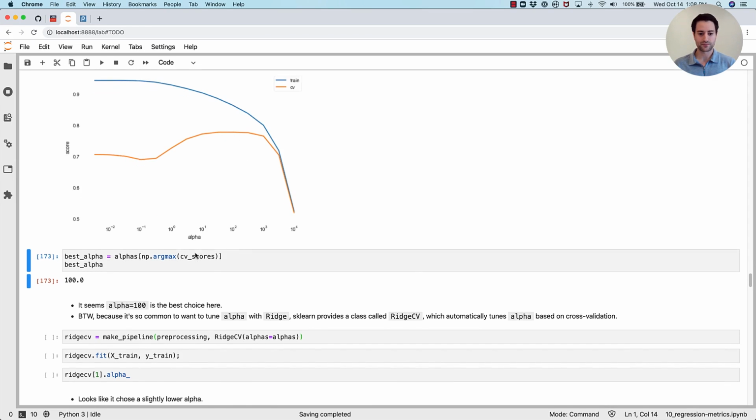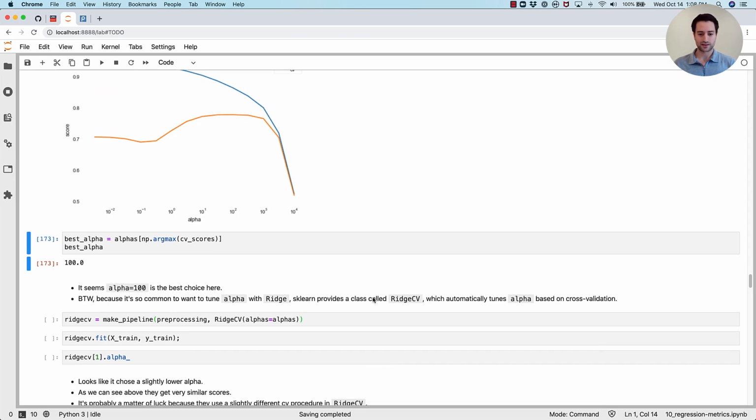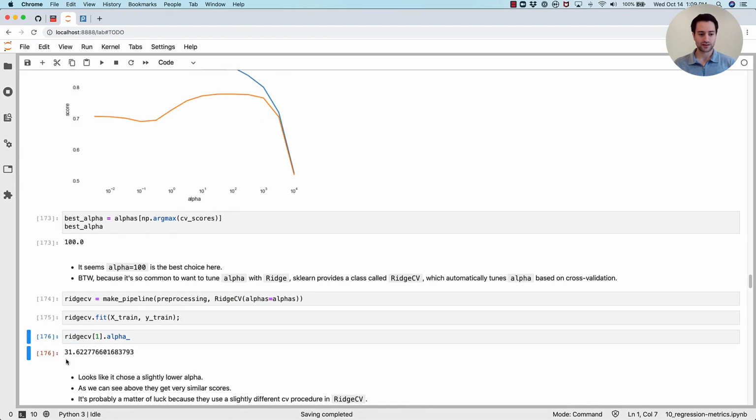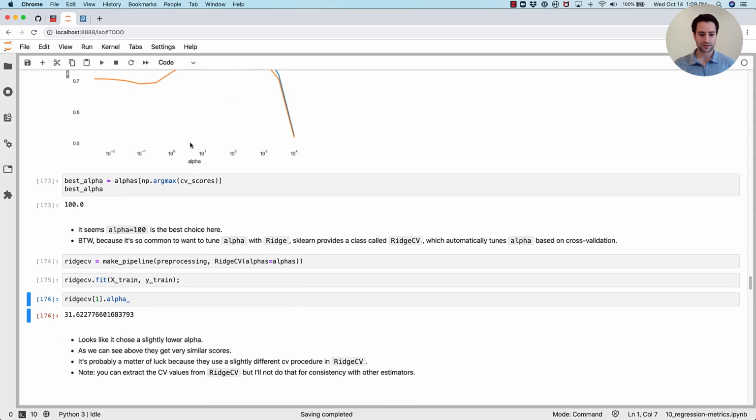Just a quick note that scikit-learn also offers a RidgeCV, which is just a convenience that is basically a ridge plus a grid search CV over alpha rolled into one thing, and you just give it some alphas, and when you call fit, it even tunes alpha for you. So it's just a convenience thing. In this case, it picked this alpha, which I think these two look pretty much equally good according to the plot, but maybe it's just doing the cross-validation differently.